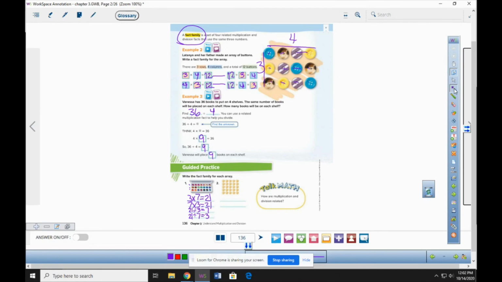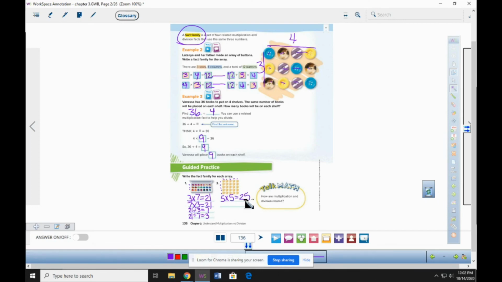Let's start by counting the rows. There are 1, 2, 3, 4, 5. And how many columns? 1, 2, 3, 4, 5. I have 5 times 5. Now, I could switch those around and it's still going to be 5 times 5. So do I really need to write it down a second time? No, I can just write it the one time. 5 times 5 equals 25.